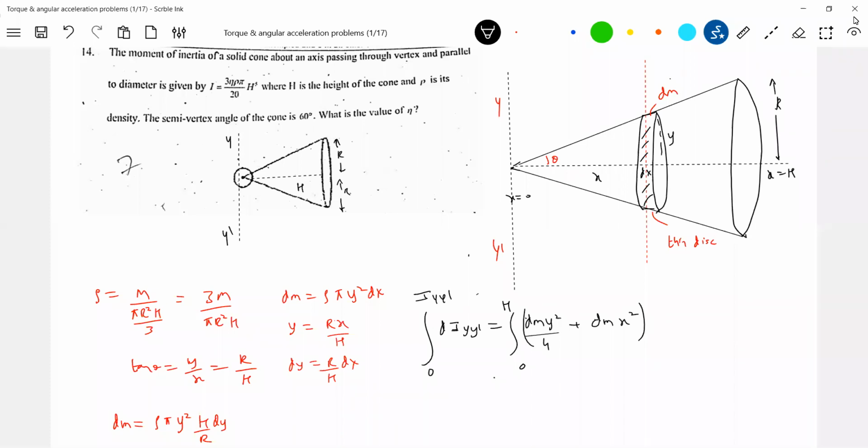So instead of a solid cone, he may ask you about a square pyramid. Then you are going to assume a thin square plate. The same idea is what you are going to implement here. For such a cone, do the calculation, and the answer will be 7. You are asked for the value of eta there. A 7 will come.